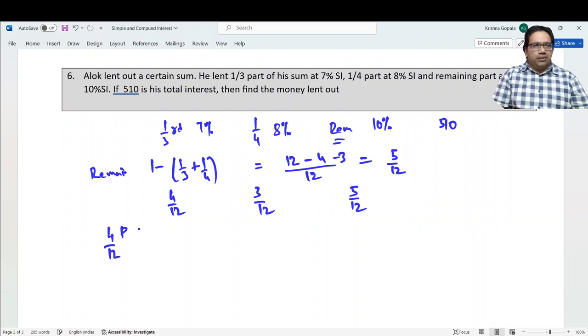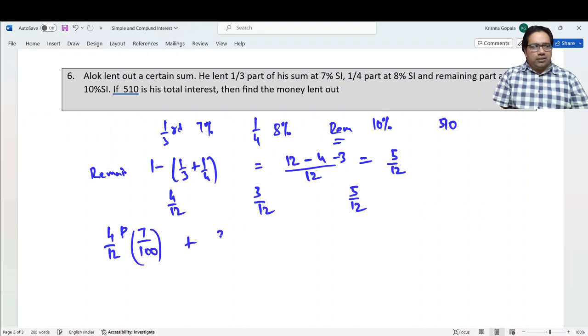4 by 12 into P, and the remaining part is lent at 10%. T he didn't mention, so we can take it as 1 only. T is anyway common. This equals 510. P into T into R. R is 7%, so 7 by 100.